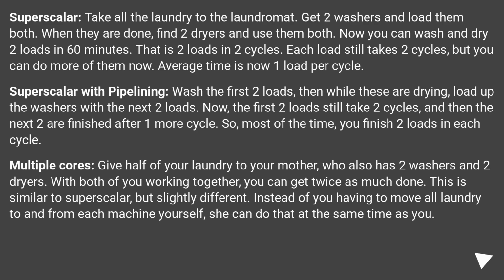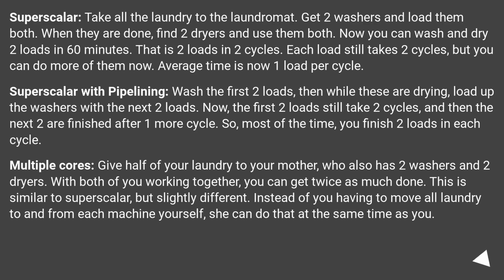Superscalar. Take all the laundry to the laundromat. Get 2 washers and load them both. When they are done, find 2 dryers and use them both. Now you can wash and dry 2 loads in 60 minutes. That is 2 loads in 2 cycles. Each load still takes 2 cycles, but you can do more of them now. Average time is now 1 load per cycle. Superscalar with pipelining. Wash the first 2 loads, then while these are drying, load up the washers with the next 2 loads. Now, the first 2 loads still take 2 cycles, and then the next 2 are finished after 1 more cycle. So, most of the time, you finish 2 loads in each cycle.